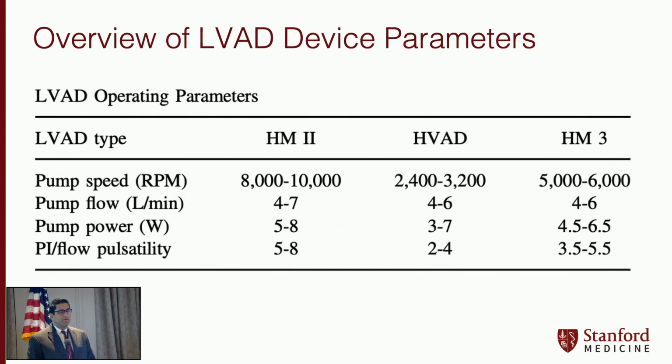So this is a chart of the baseline parameters. I'm not sure anyone, even cardiac anesthesiologists, commits this to memory, so this can easily be found online. We'll focus on the HeartMate 3, as I mentioned. Their average pump speed is 5,000 to 6,000 RPMs, pump flow is 4 to 6 liters per minute, power is 4.5 to 6.5 watts, and pulsatility index between 3.5 and 5.5.